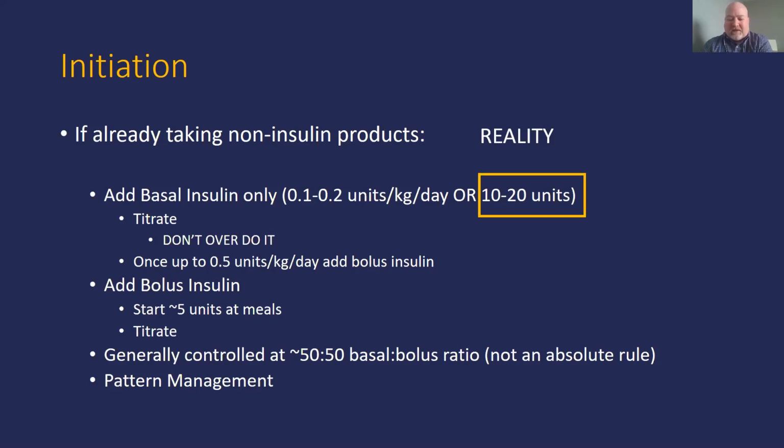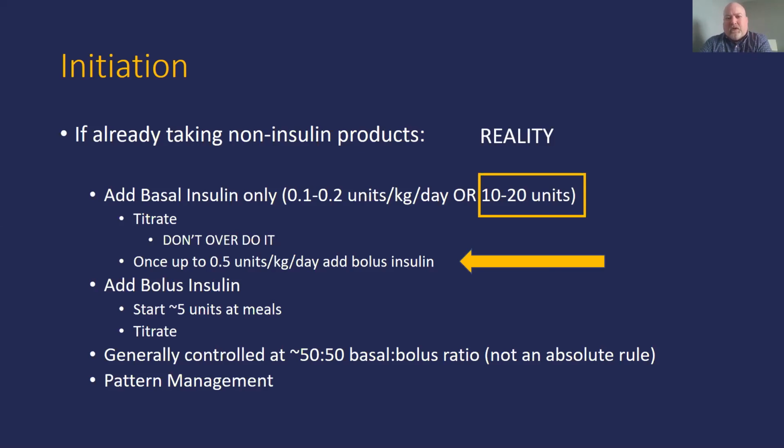The guidelines tell us that once we're up to 0.5 units per kilo per day of the basal, it's time to add bolus insulin. So I would calculate it every now and then as you go up on that basal dose, see what it is weight-based. And once you hit 0.5 units per kilo per day, and they're still not controlled, it's time to add mealtime coverage.